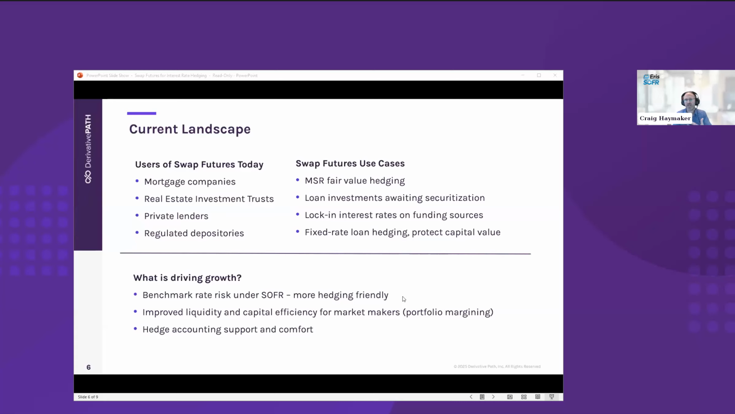Whereas if I contrast that with the LIBOR environment, right, 1-month LIBOR, 3-month LIBOR, 6-month LIBOR, the relationship and behavior of those three discrete indices was prone to idiosyncrasies, right? And so in a sense, the transition to SOFR almost made this notion of benchmark rate risk a bit more generic. And that was really, really beneficial for Eris SOFR Swap Futures.